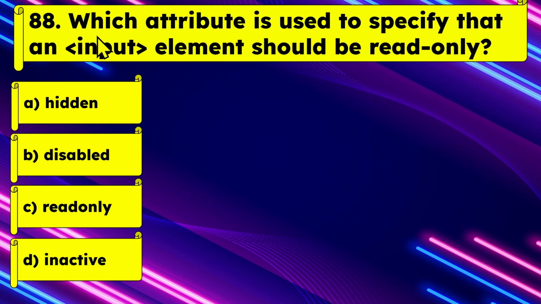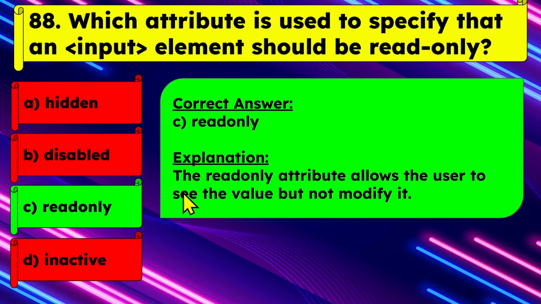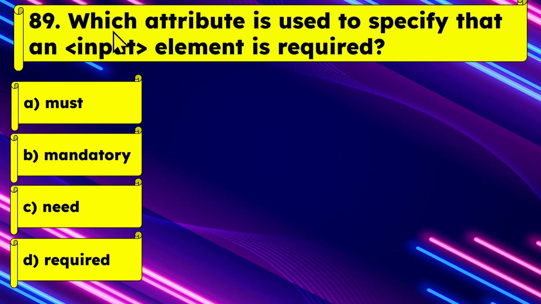Next question says, which attribute is used to specify that an input element should be read-only? Option A, hidden attribute. Option B, disabled attribute. Option C, read-only attribute. And option D, inactive attribute. Definitely the correct answer will be option C, which is read-only. As you can see in the explanation, the read-only attribute allows the user to see the value but not modify it.